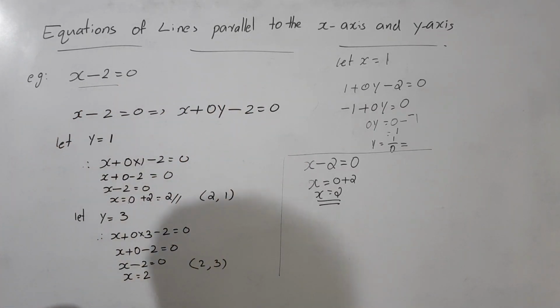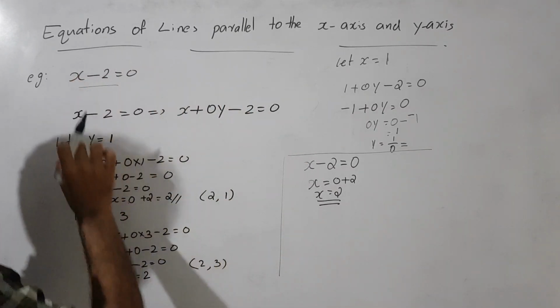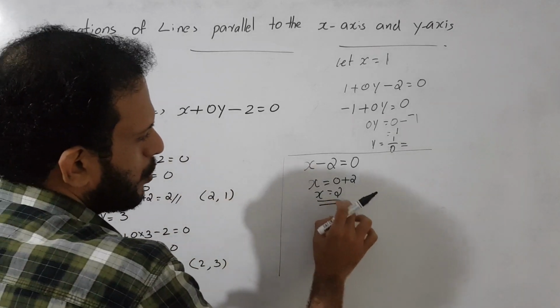Okay, we do not follow this many steps. Then how do we write? We just convert x minus 2 like this, x is equal to 2.